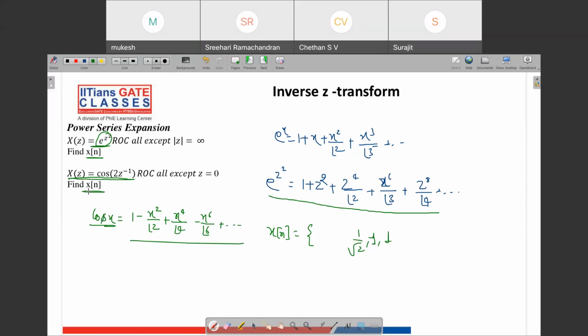So for this kind of problem, whether it's a log of some z, or cos of some z, or sine of some z, or exponential to the power of some z, in that case you can expand it, and then based on the power you can calculate the x of n. Anyone has any doubt in this?